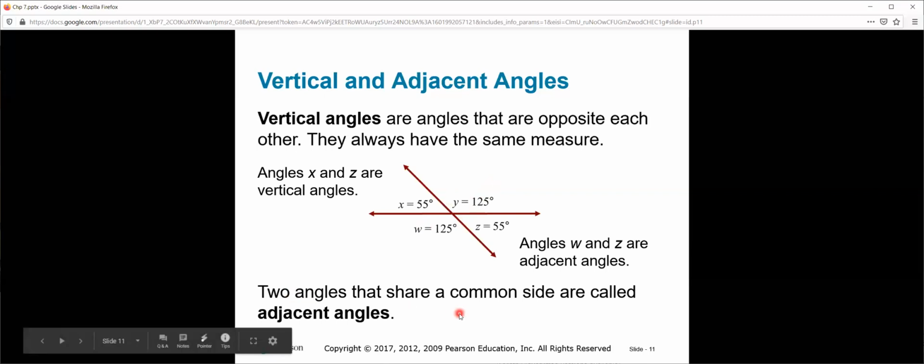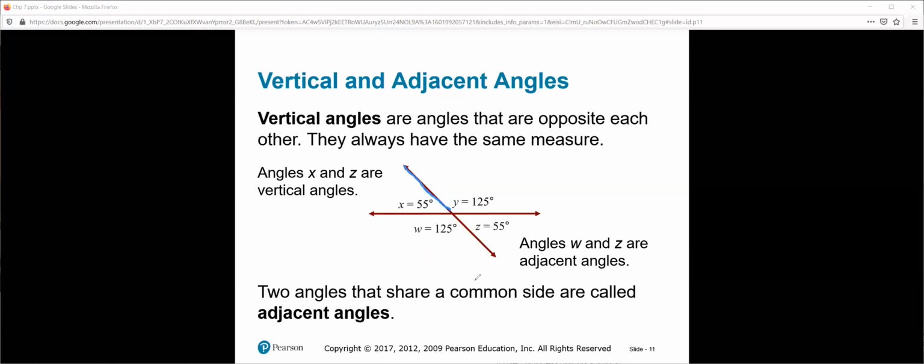Two angles that share a common side are called adjacent angles. Y and X are adjacent because they share a common side. This side. And then X and W are adjacent because they share this side. W and Z are adjacent because they share this side. And then finally, Y and Z are adjacent because they share that side. Right? Pretty straightforward. Again, these are more definitions than they are unique math. But I can ask you what are the adjacent angles, and you can point them out to me. Right?